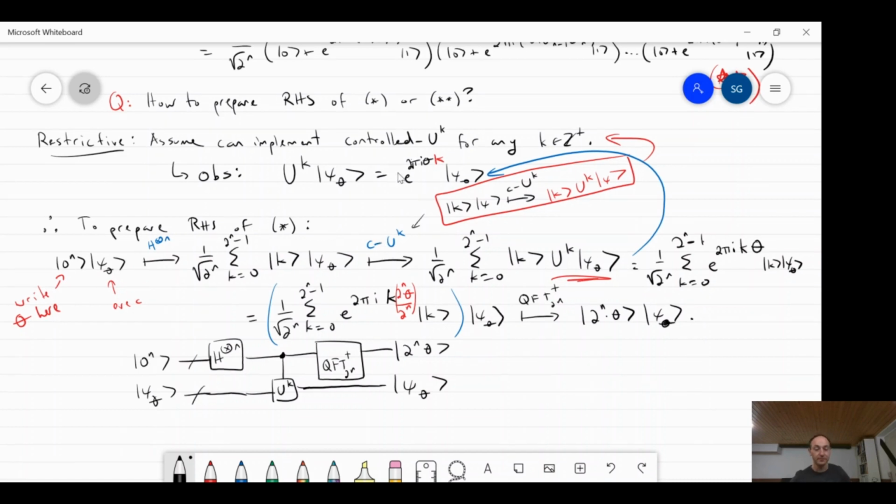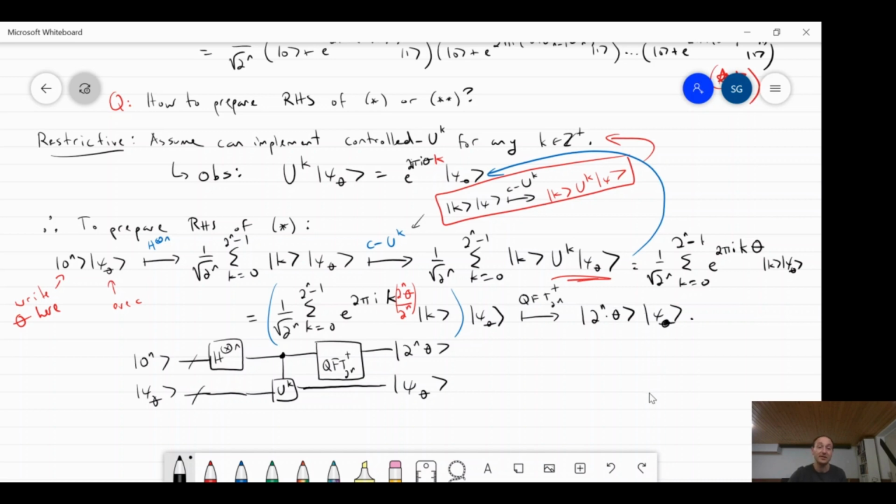The assumption is that I can do this controlled U to the k operation, right? So you tell me how many times you want me to apply U, and in a controlled fashion, I can do exactly that for you. I can apply U to the k. And of course, it's trivial to apply U to the k if you know how to do U: you just do U k times in a row. The more interesting part is that sometimes you really need k to be very large. In this particular example, k goes from 0 up to 2 to the n, so you're going to need to apply U an exponential number of times. And in general, this is not going to be possible.